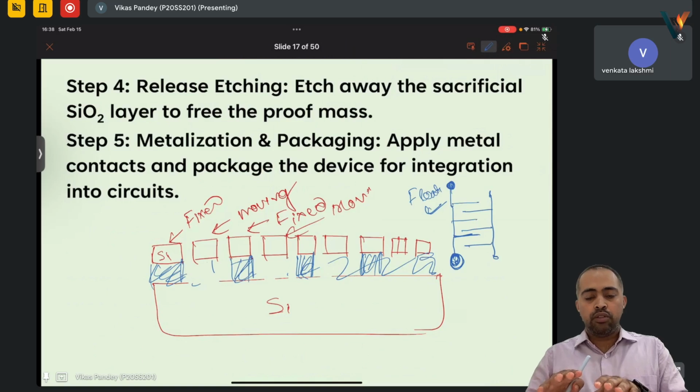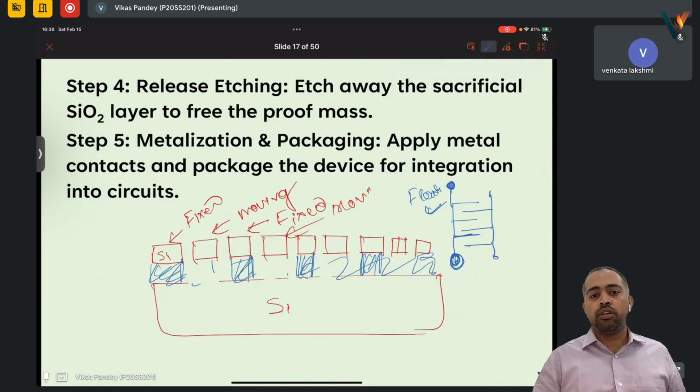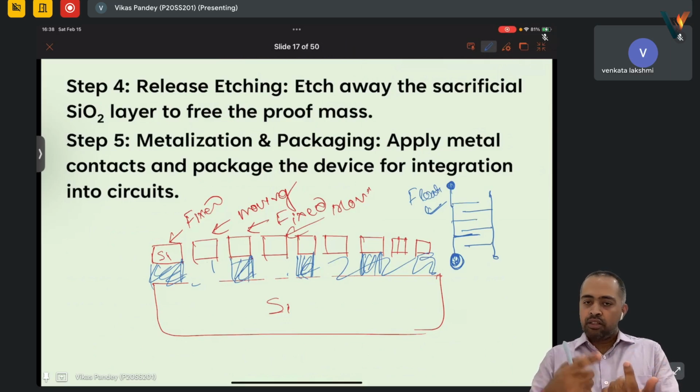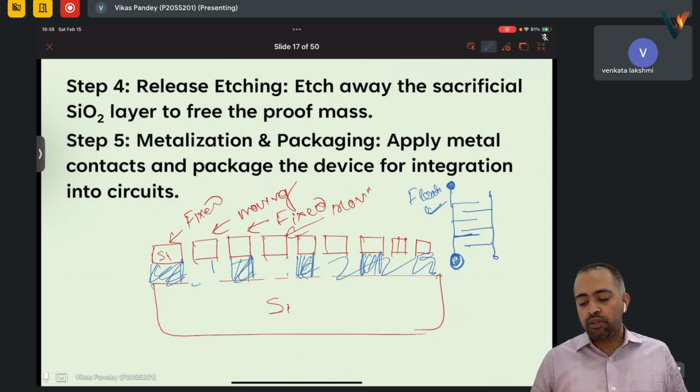So when you move, it will move according to the acceleration, since it is free to float. There is nothing below it. It is in the air, as well as it is just hinged so that it is not coming out. Otherwise, it is free to flow. And after that, we do the metallization.